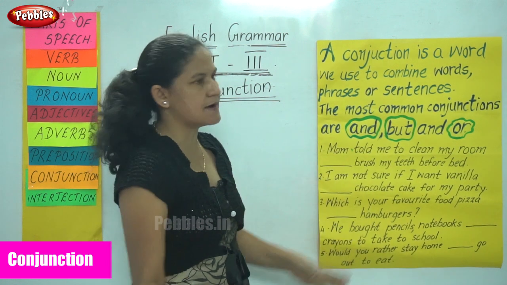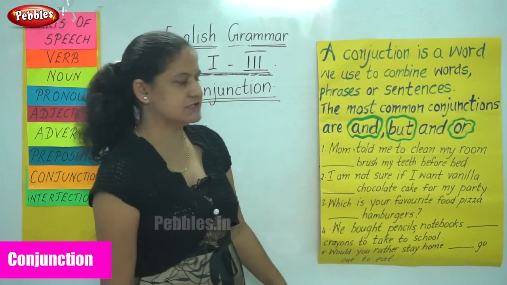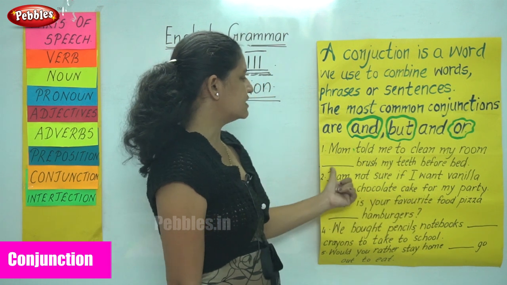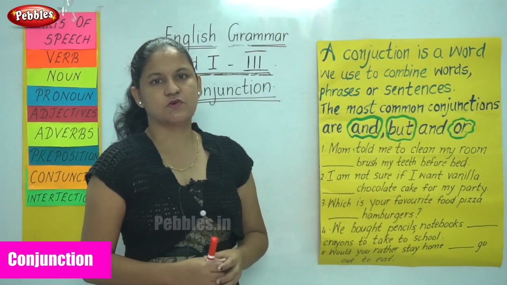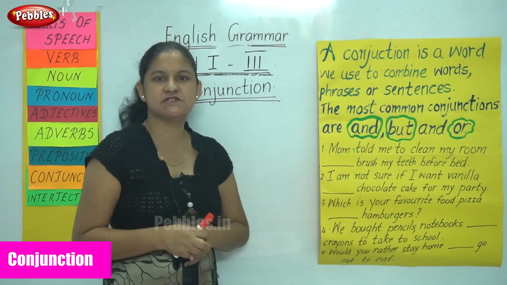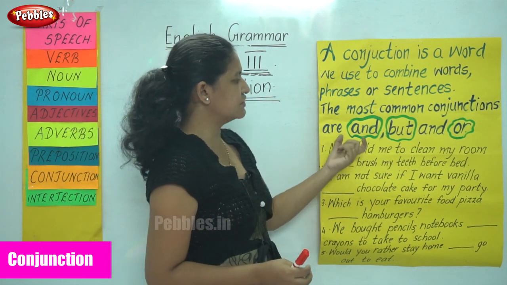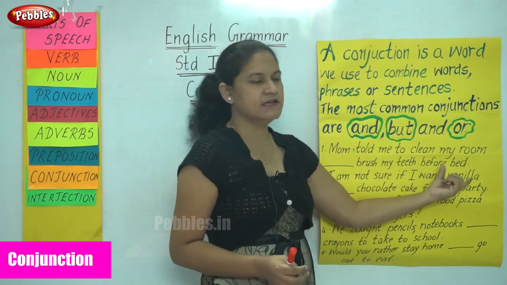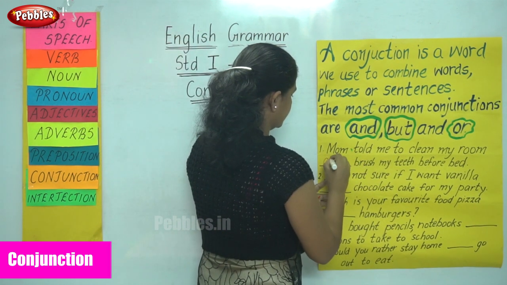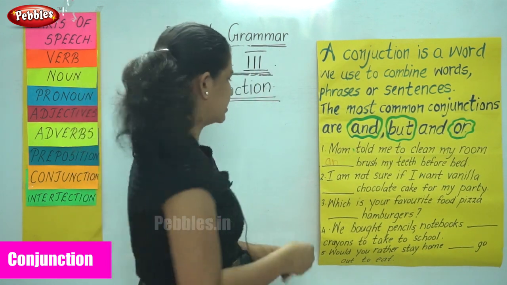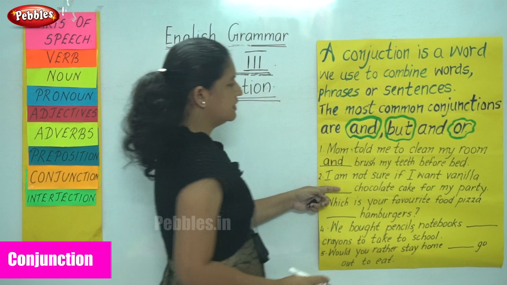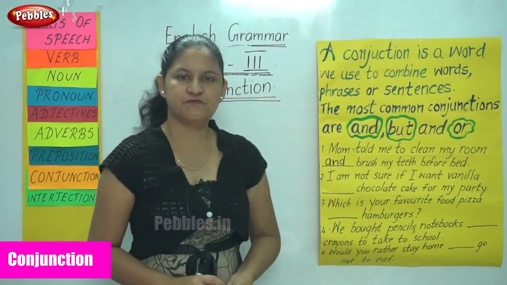Let us see some examples using these common conjunctions. The first one is: Mum told me to clean my room dash brush my teeth before bed. I want to combine both these sentences, so what is the word that comes in between? Mum told me to clean my room and brush my teeth before bed. So I write the word and. The word and is the conjunction.